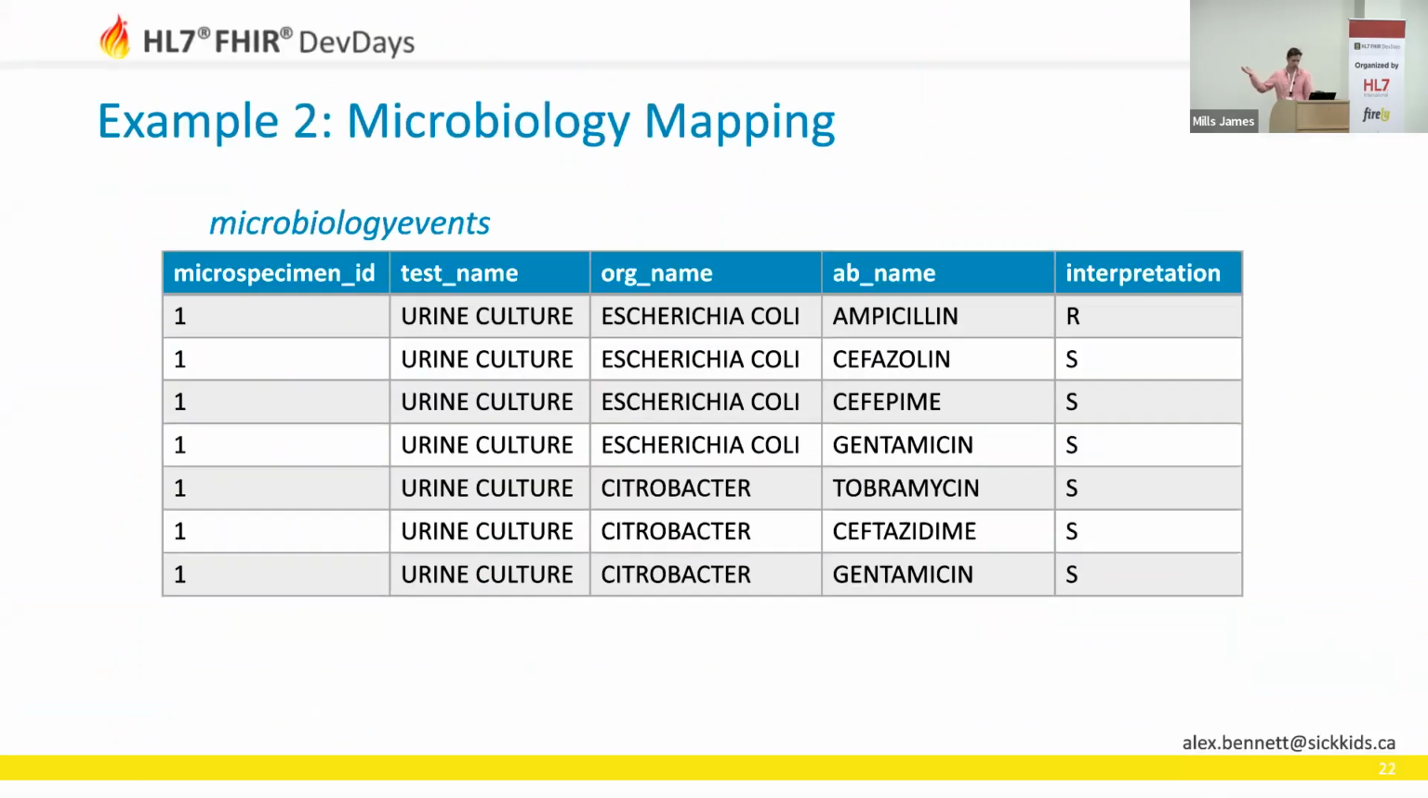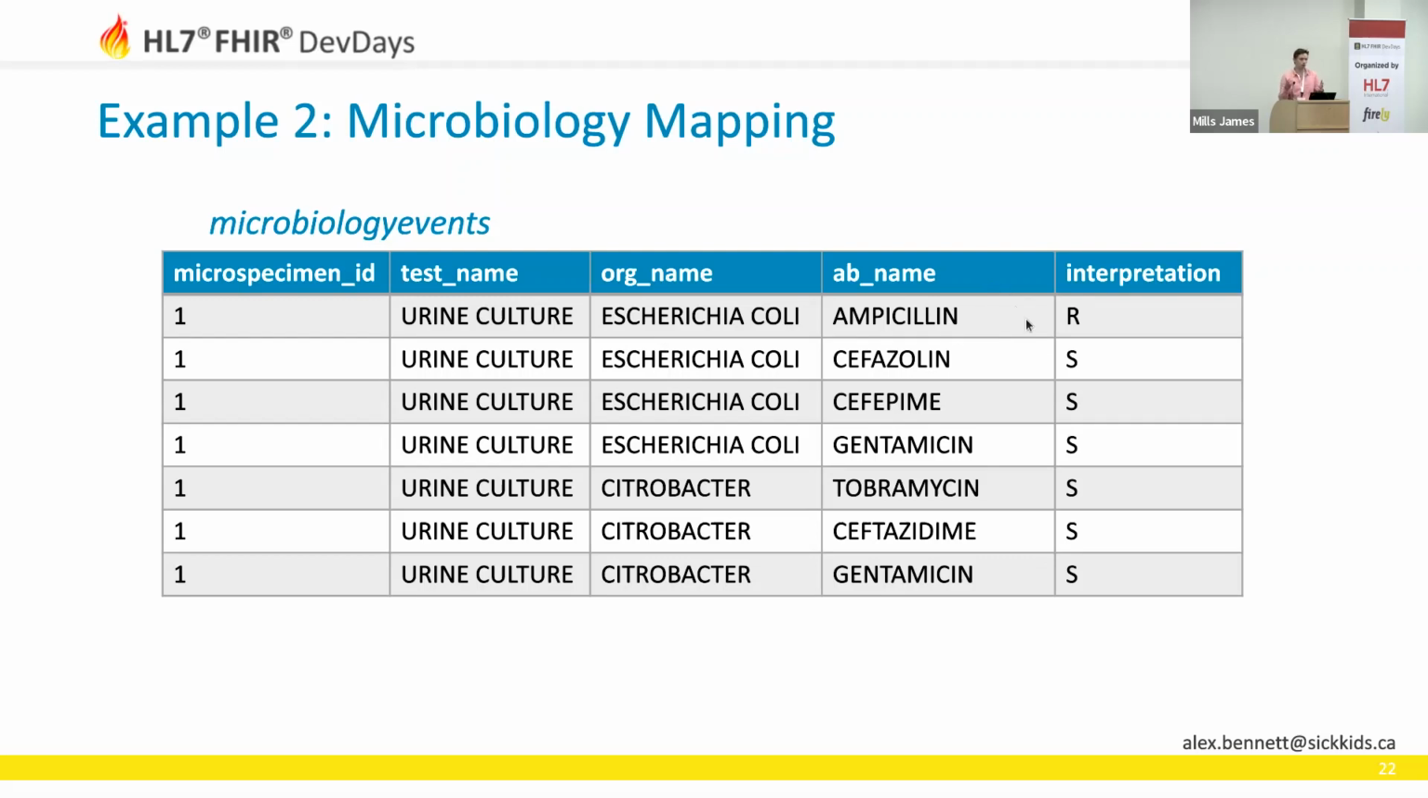Another one, as I kind of alluded to, was microbiology mapping. There's a lot of very interesting information, but it's many leveled and tiered, where you've got a patient with a micro specimen ID, which you've got like a urine culture test, and then you could have multiple organisms like E. coli, Citrobacter, and then you're testing all these different antibiotics and their different results to susceptibility.